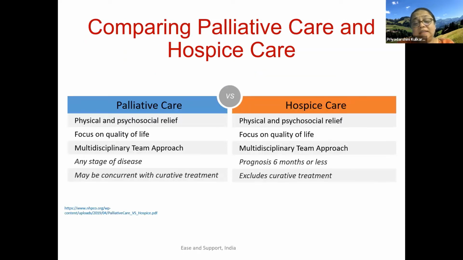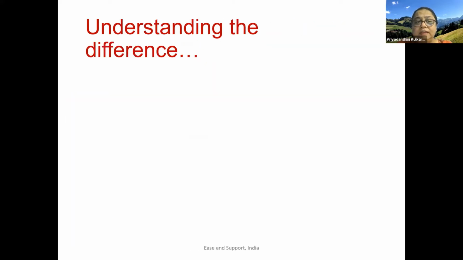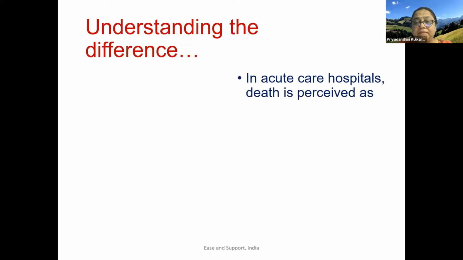So if you look at these differences, we all know this, but just go to the last one, where we say that we can give palliative care with curative treatment. And in hospice care, they talk about it starting after palliative care ends. There we needed to do something. And how can we do that without really understanding the differences where they stand?